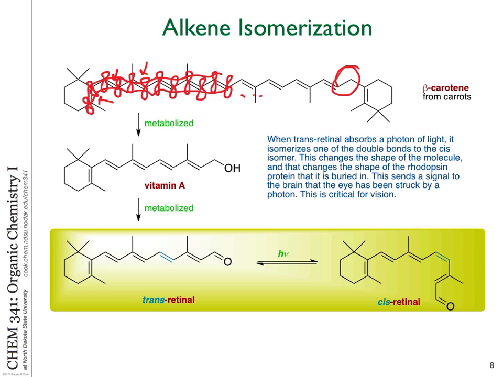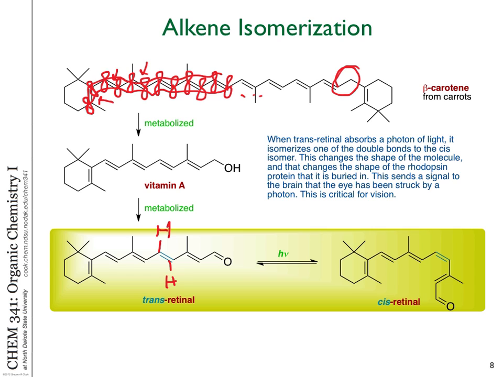Because of that, they're easier to break at lower energy, and actually at the energy of visible light. What happens when you eat beta carotene is it's metabolized in your body to vitamin A, which is further metabolized into this molecule which we call retinal. Notice all the double bonds here are trans double bonds, in particular this one I've highlighted in blue. Notice that's a trans double bond there.